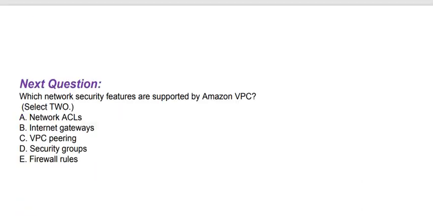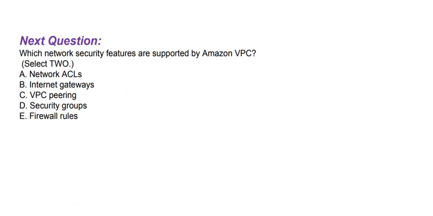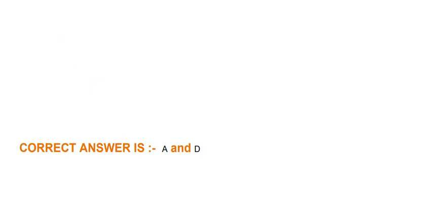Next question is, which network security features are supported by Amazon VPC? Select two options. Option A, network ACLs. Option B, internet gateways. Option C, VPC peering. Option D, security groups. And option E, firewall rules. The correct answer is option A and D.